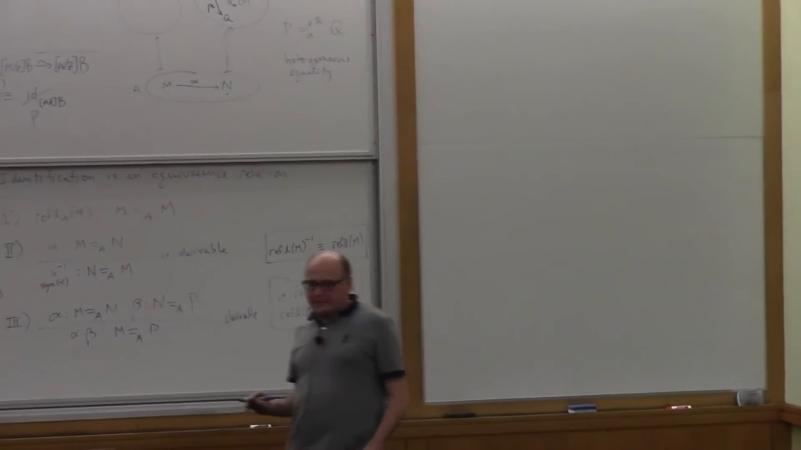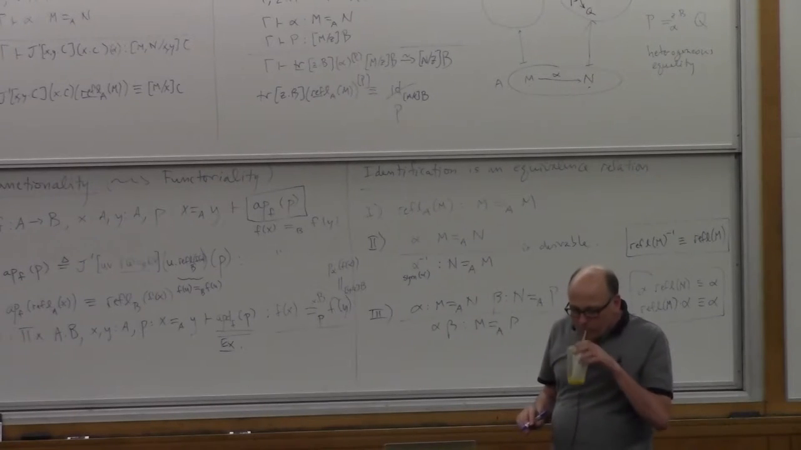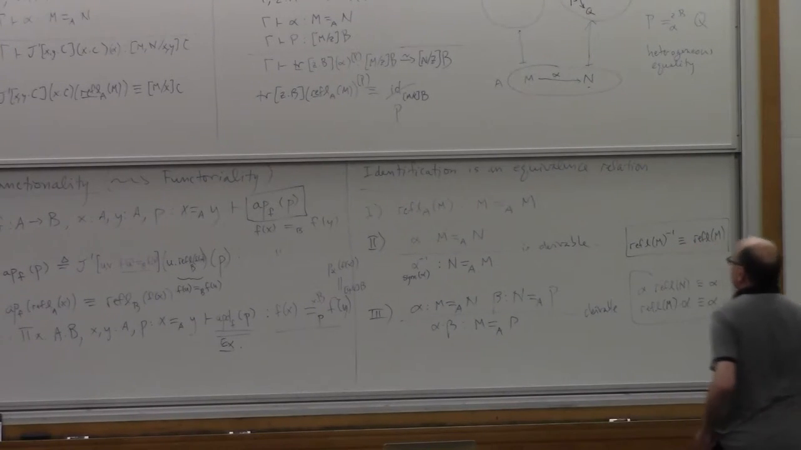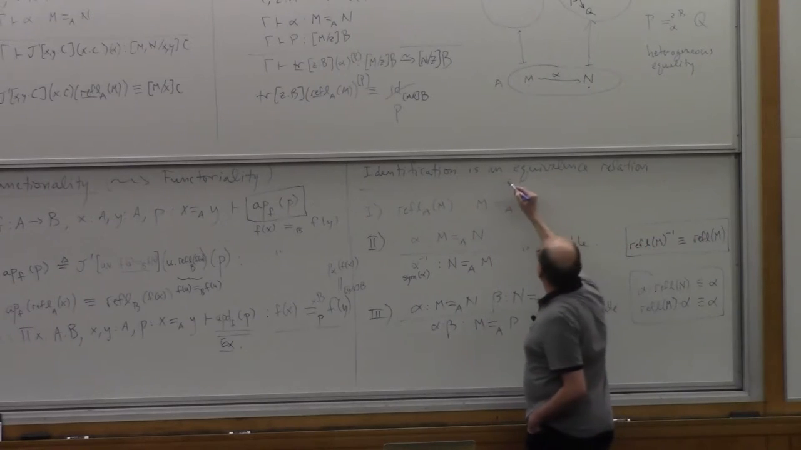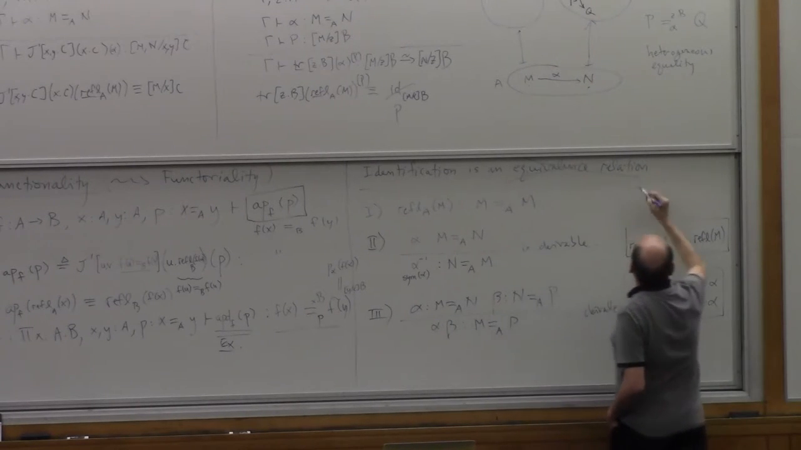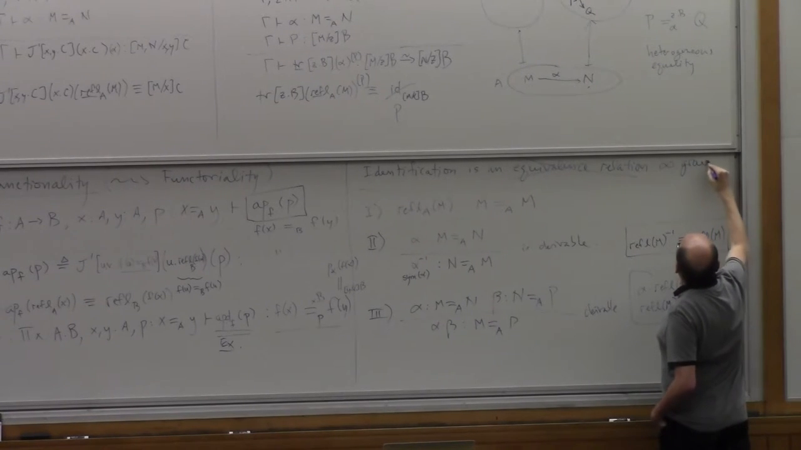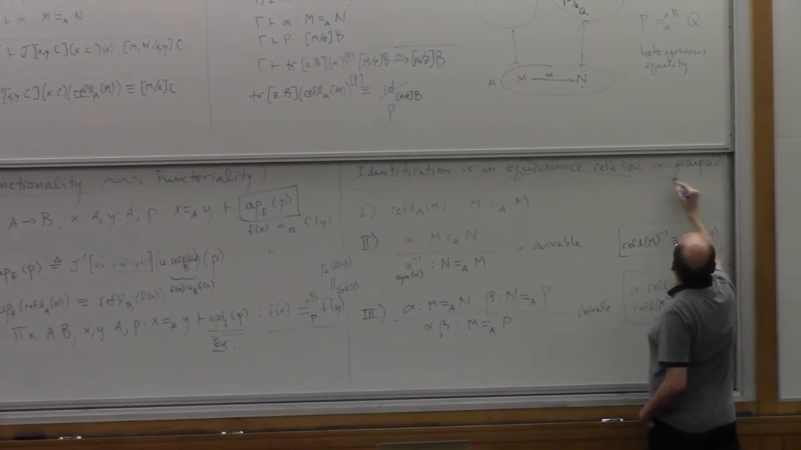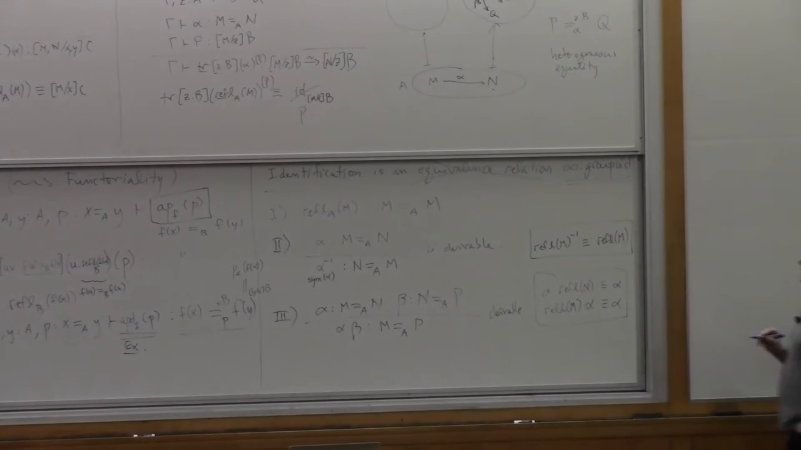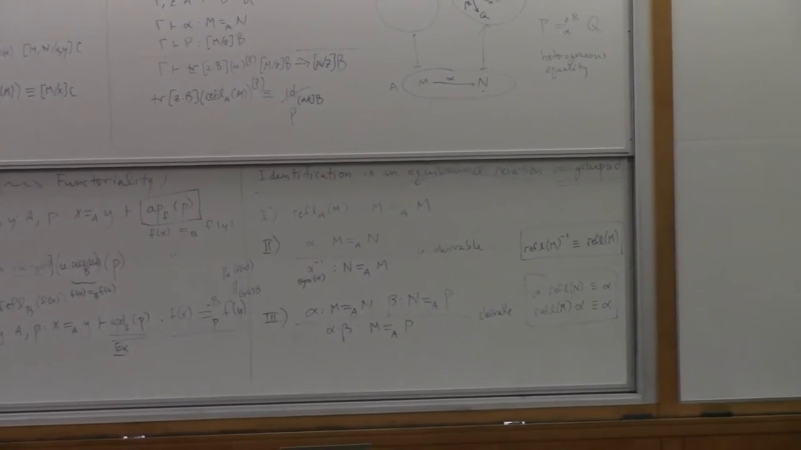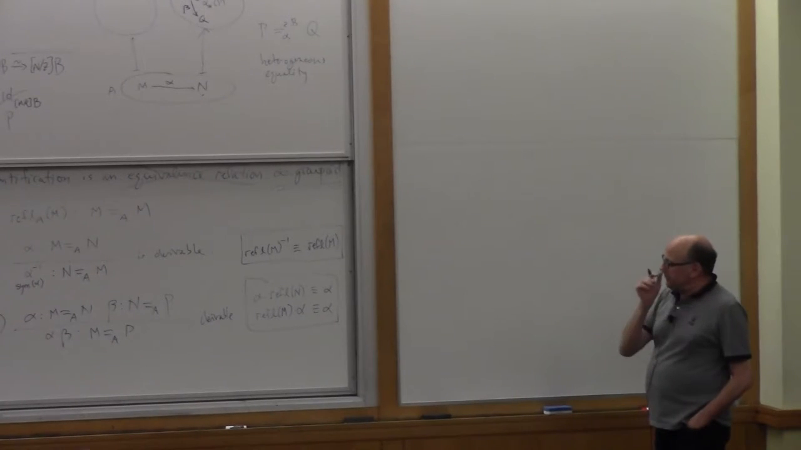Okay, so now, once you start thinking in terms of proof relevance, the following consideration will come up. Identification is not only an equivalence relation, but it is what is called an affinity groupoid. And what does that mean? Well, the notion of affinity groupoid is the proof relevant generalization, the most general generalization that I know about, of what it means to be an equivalence relation.